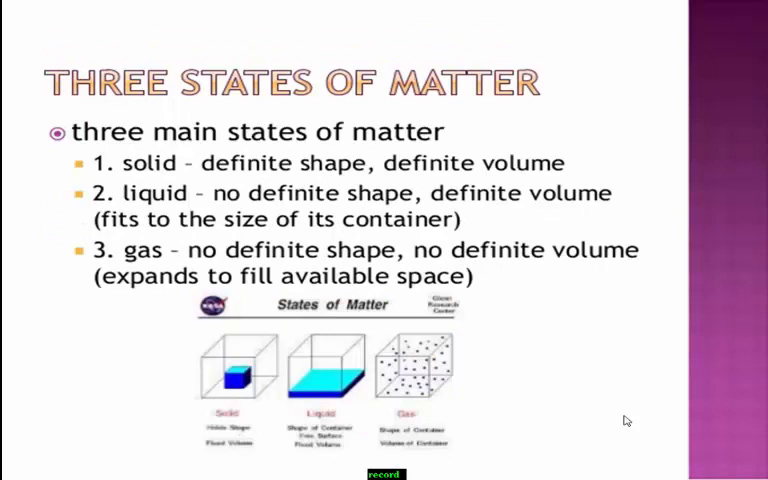Now, the three states of matter. What are the three states of matter? One is solid, another one is liquid, and another one is gas. How did we define these terms in your previous classes? Just recall the points. What is solid? The substance which has definite shape and definite volume is called a solid.